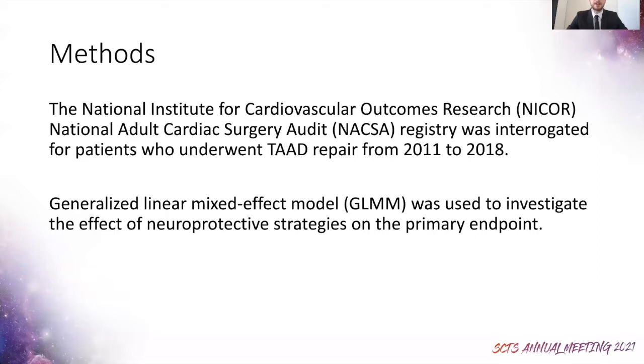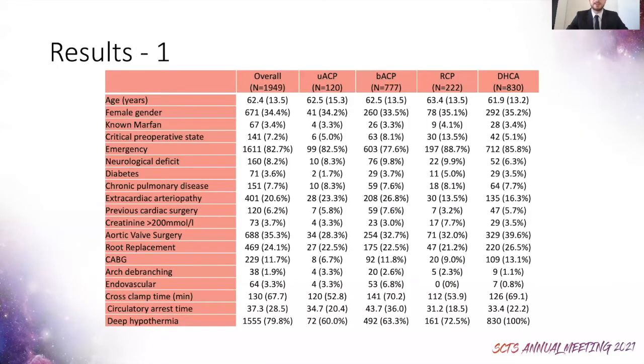We interrogated the National Institute for Cardiovascular Outcomes Research, National Adult Cardiac Surgical Audit, to identify patients undergoing type A acute aortic dissection repair from 2011 to 2018. A generalized linear mixed effect model was used to investigate the effect of neuroprotective strategies on the primary endpoint. We identified 1,949 patients undergoing surgical repair for type A acute aortic dissection, and the most commonly adopted neuroprotective strategy was deep hypothermic circulatory arrest, followed by bilateral antegrade cerebral perfusion.